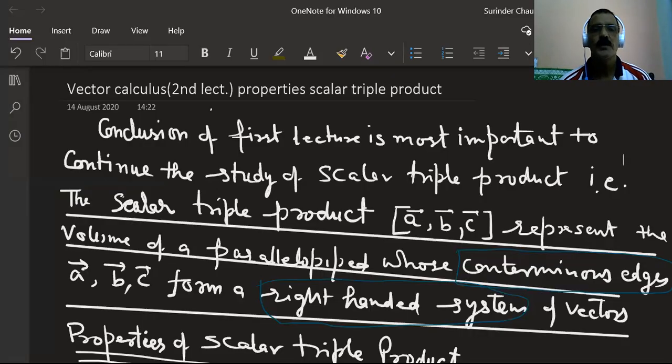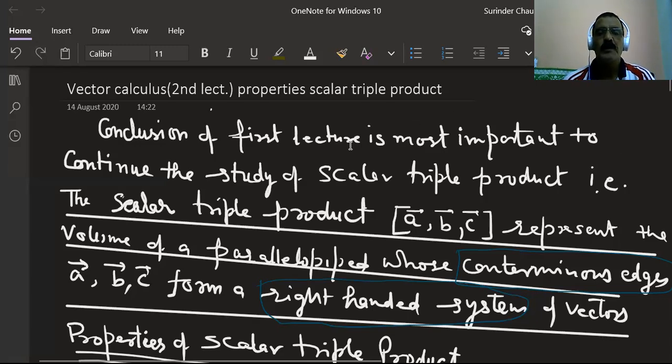Hello students, in the previous lecture we had discussed how to find the scalar triple product of three vectors. Now in this lecture we'll discuss the properties of scalar triple product.